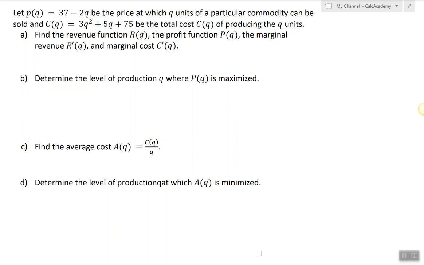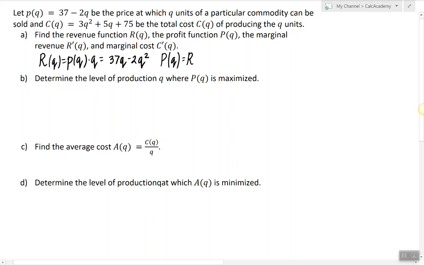So to find the revenue function, we have to multiply the price function by the quantity. So the revenue will be simply price times quantity. So it is 37Q minus 2Q squared. Immediately we can find the profit function. Profit function is just revenue minus cost. So it's 37Q minus 2Q squared minus cost, which is minus 3Q squared minus 5Q minus 75, which can be simplified. So we have 32Q minus 5Q squared minus 75.